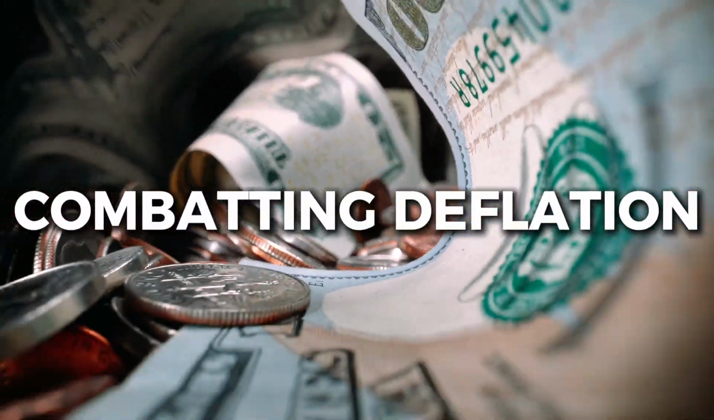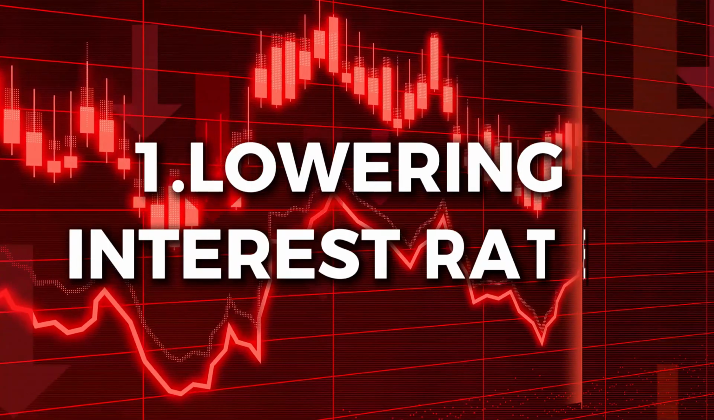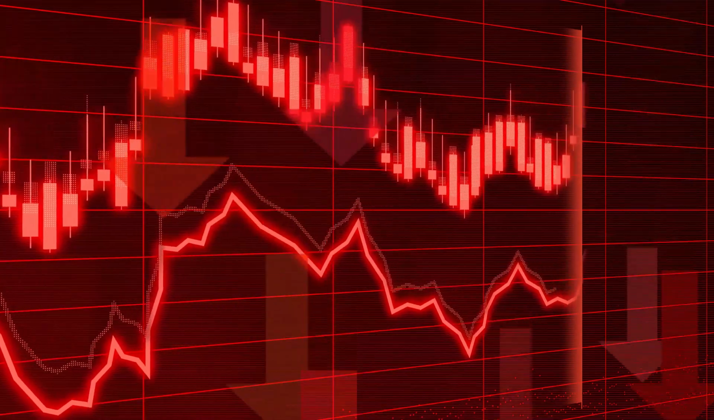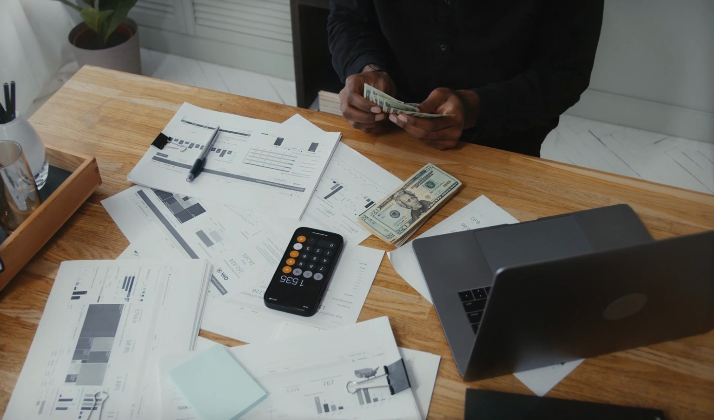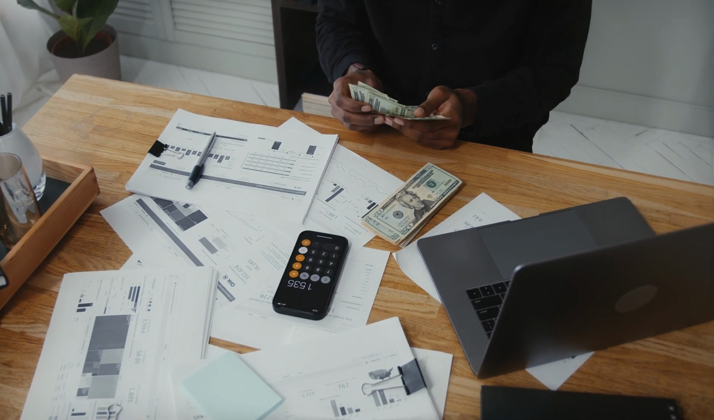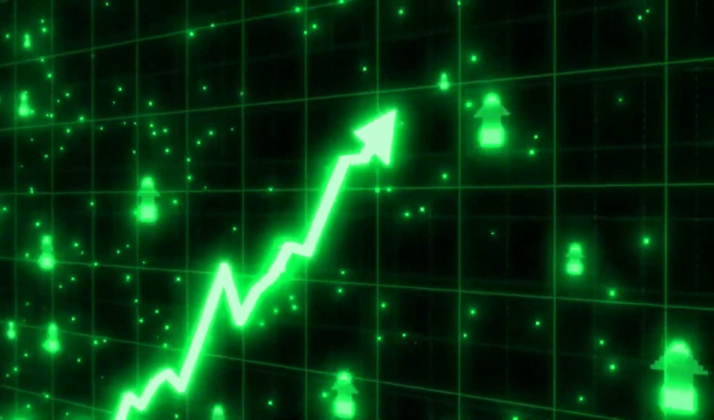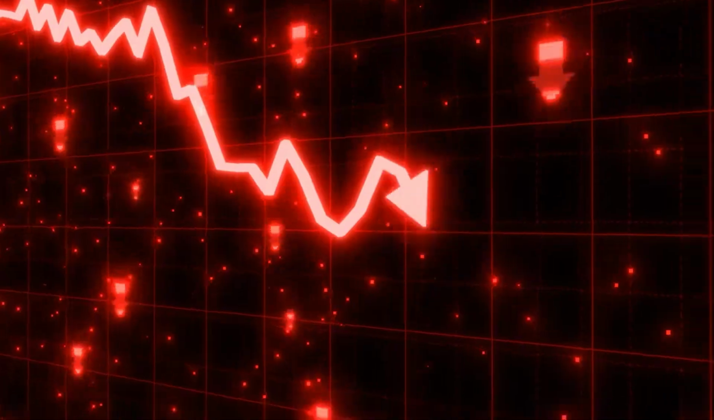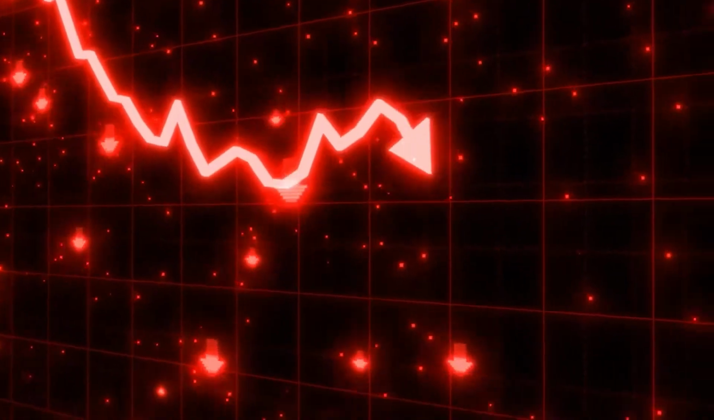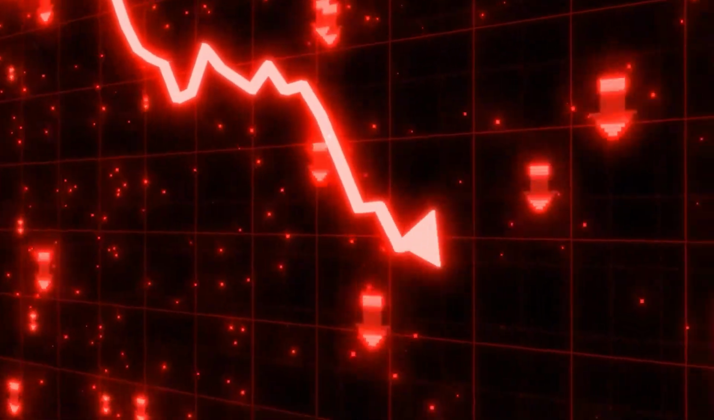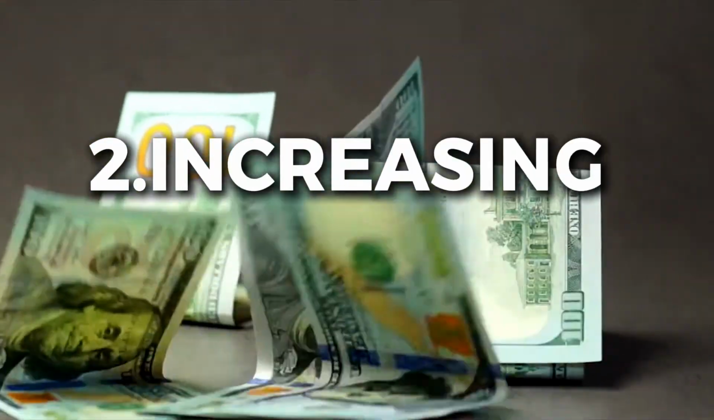Combating deflation. 1. Lowering interest rates. To combat deflation, central banks may lower interest rates to make borrowing cheaper, encouraging consumers and businesses to spend and invest more. This can help stimulate demand and increase economic activity. For instance, during the 2008 financial crisis, the Federal Reserve cut interest rates to near zero to encourage borrowing and spending.